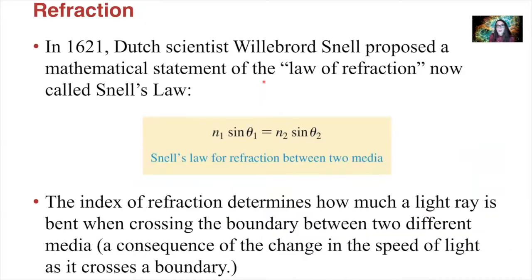In 1621, the Dutch scientist Snell proposed a mathematical statement of the law of refraction that we call Snell's law. Snell's law describes the refraction, or the bending, of light as that light passes through a different medium. And that equation here is n1 sine theta 1 equals n2 sine theta 2. We're going to work on that equation next.